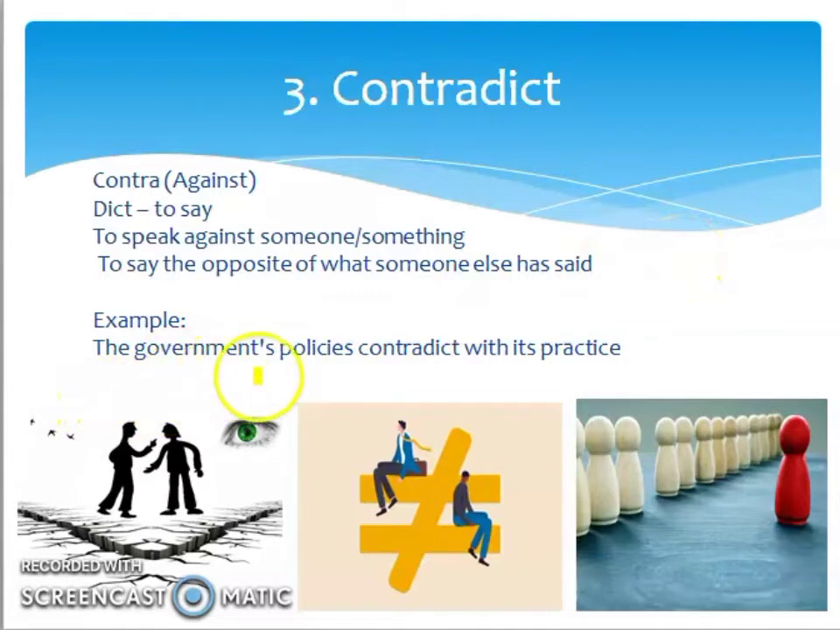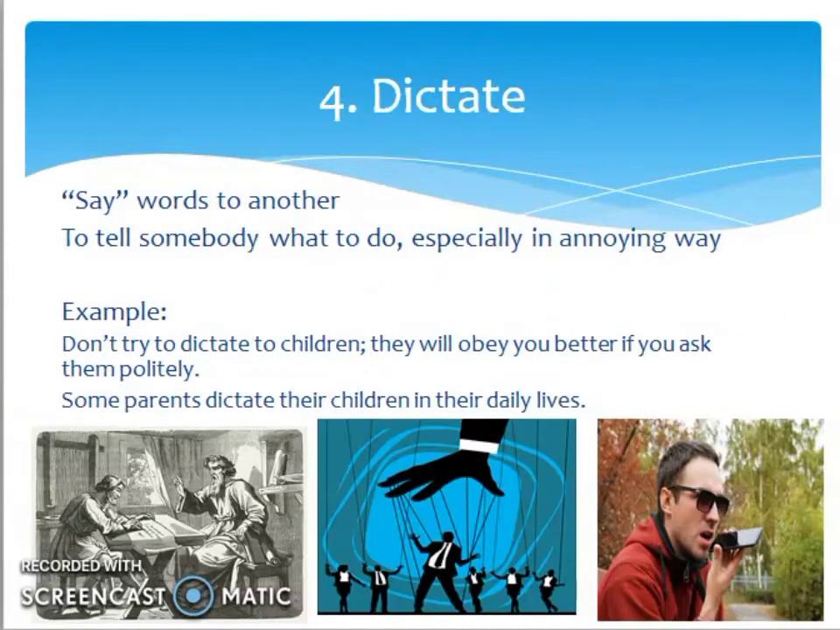Example, the government's policies contradict with its practice. Alright? So it means that what the government says in terms of policy, they don't do in reality. So it means that the practice and the policies contradict with each other. They go against each other. Right? So moving to the next.